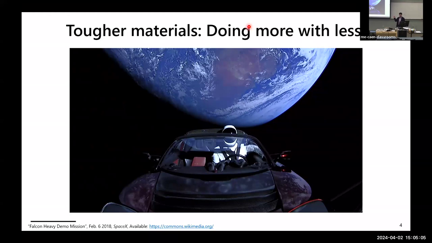The owner of this Tesla has become significantly more controversial since I first selected this image, so I might have to revisit the idea of using it. But anyways, it's a nice case in point of what I want to say about my research. This is Elon Musk's cherry red Tesla.